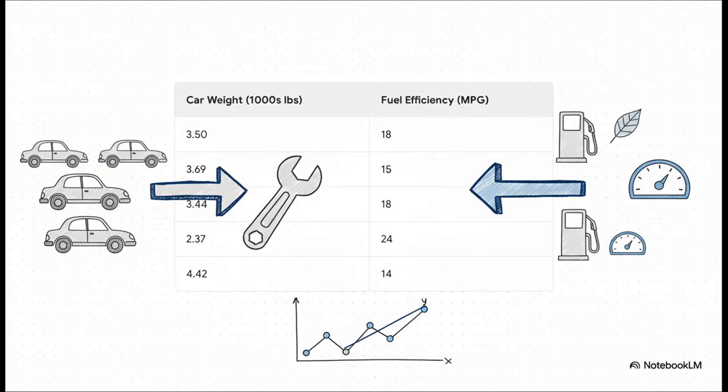Okay, so here's a peek at the kind of data we're talking about. It's pretty straightforward. In one column, we've got the car's weight. That's our input. And in the other, we have its actual MPG, what it gets out on the road. The whole game here is to figure out the hidden relationship between these two numbers.